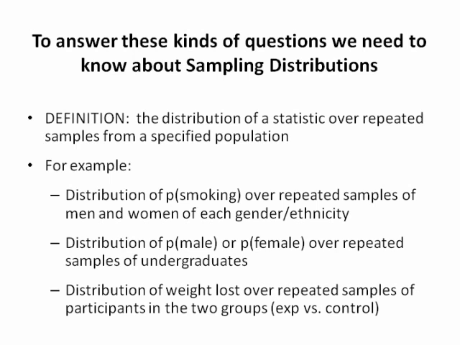For example, if we wanted to look at the distribution of the probability of one being a smoker, we may take repeated samples of men and women of each gender and ethnicity. That's similar to what the National Health Survey did. They had 31,000 participants in their study, so they took repeated samples of men and women, from various genders and various ethnicities, in order to be balanced. We can also take repeated samples of undergraduates, in the previous example I explained, if we're interested in the distribution of one being male or female.